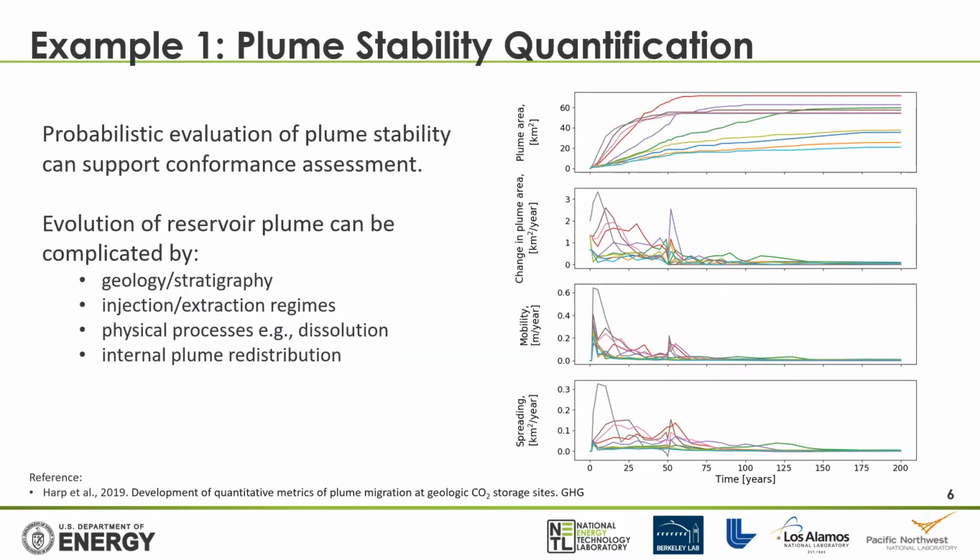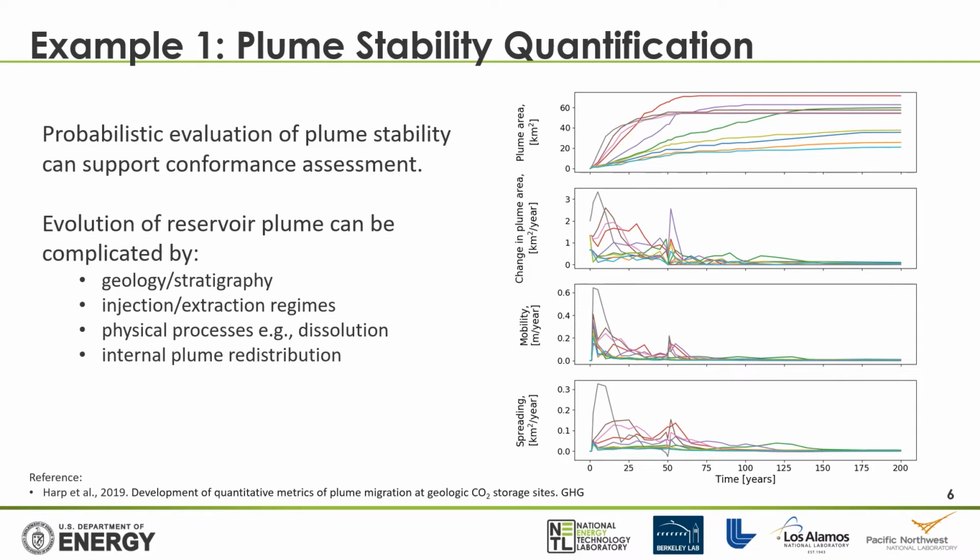For the first example, I would like to mention the work on the probabilistic evaluation of plume stability. The team developed several plume migration metrics such as area, rate of change, mobility, spreading, that can be used for any quantity of interest, such as pressure or saturation.